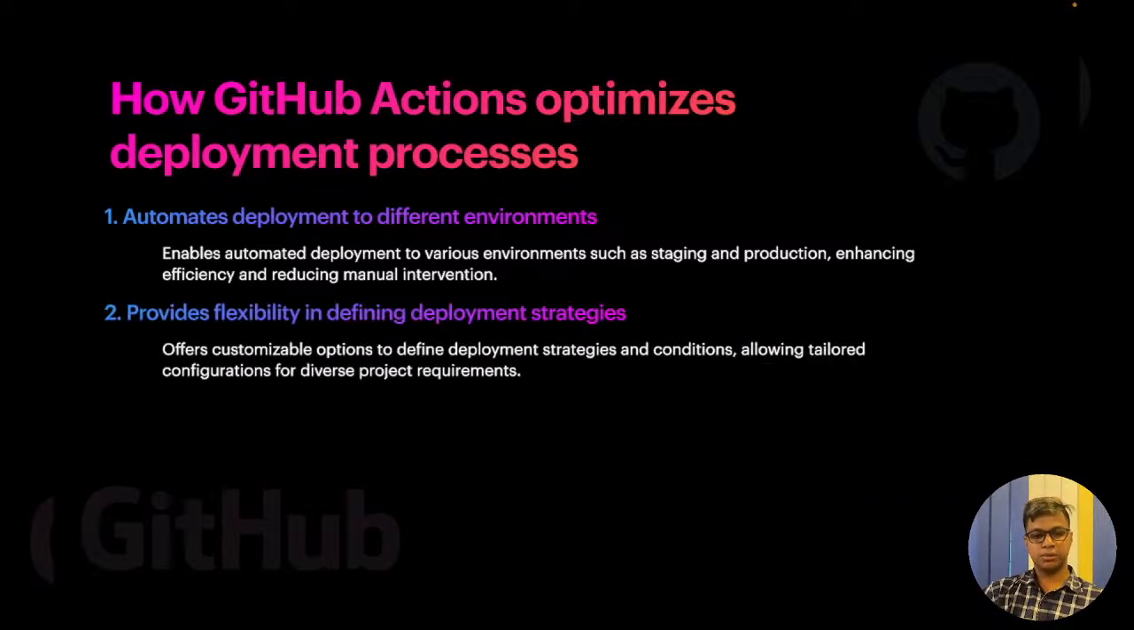So this will provide flexibility for the deployment strategies as well. So when it comes to GitHub Actions, it will give you more flexibility as well as more customizable options when it comes to deployment strategies, because we can put different conditions as well, so for different branches.